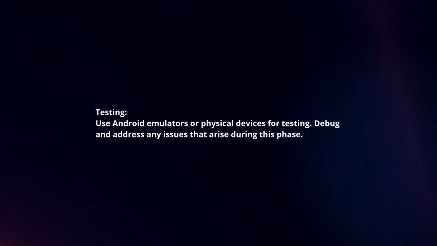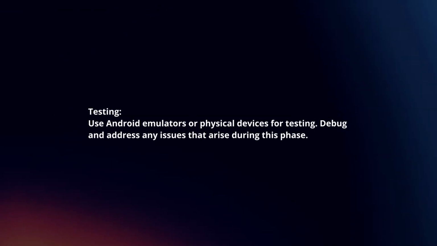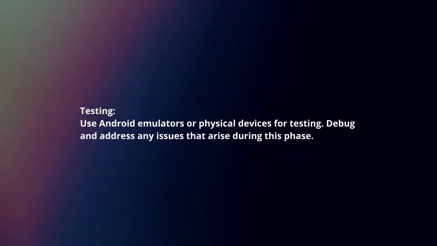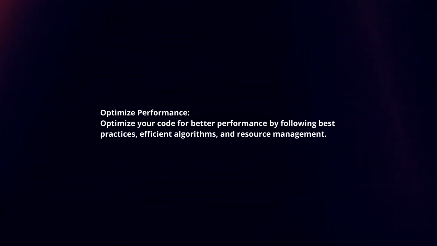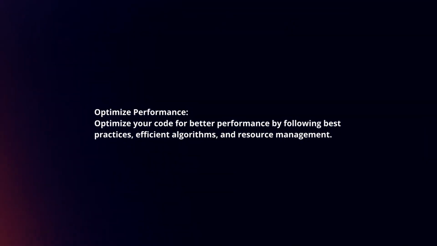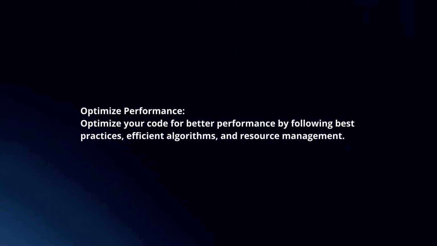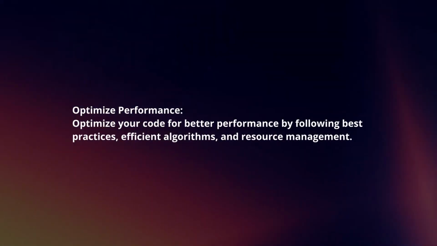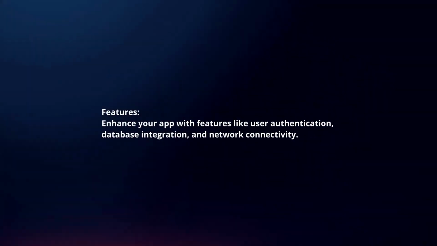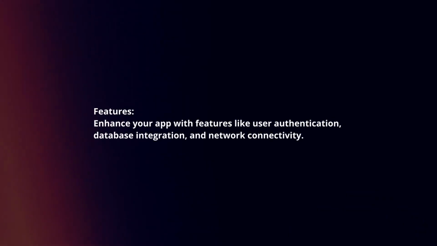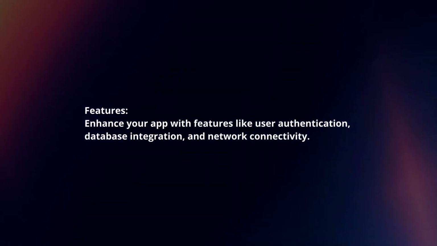Testing. Use Android emulators or physical devices for testing. Debug and address any issues that arise during this phase. Optimize performance. Optimize your code for better performance by following best practices, efficient algorithms, and resource management. Features. Enhance your app with features like user authentication, database integration, and network connectivity.